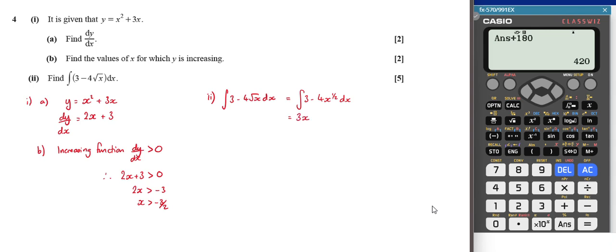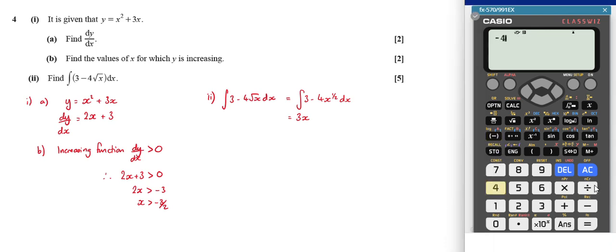The next one, I increase the power, so a half becomes 3 over 2, and I divide by that. So minus 4 divided by 3 over 2. Let's have a look what that is. Minus 4 divided by 3 over 2 is minus 8 over 3. So I get minus 8 over 3 x to the 3 over 2. And because this is indefinite integration, I need plus c. And that's it. Question 4 done.